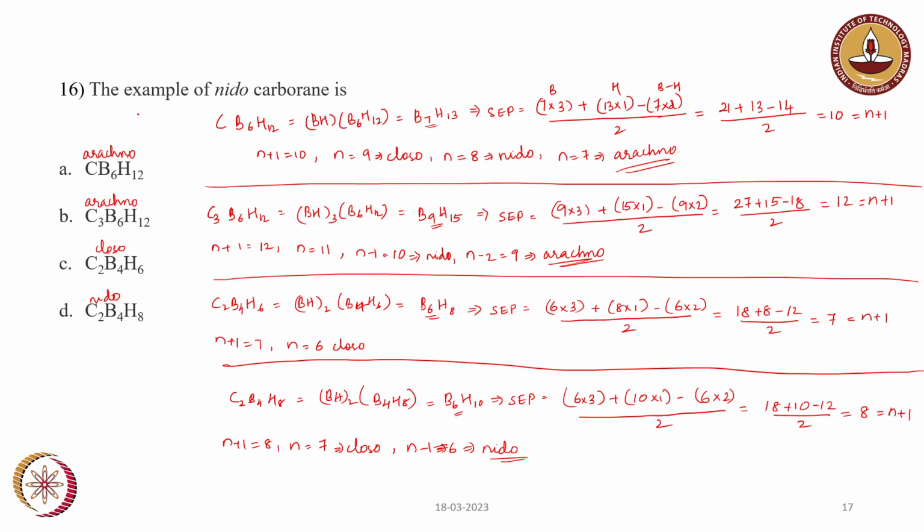So we were asked to find the example of nido carborane. So option C, option D, which is C2B4H8, it has the nido structure.